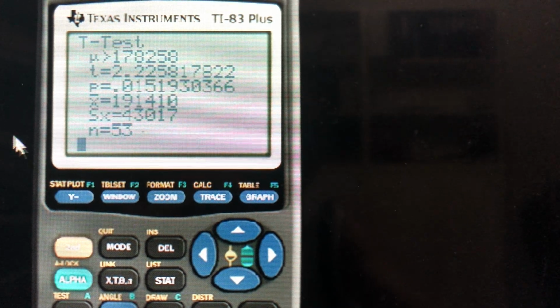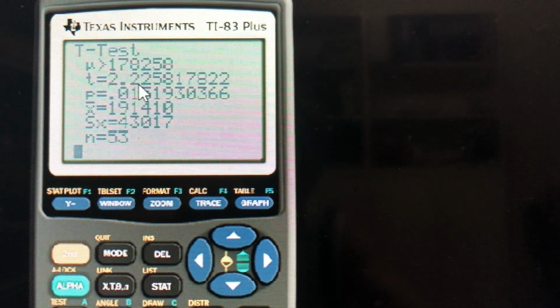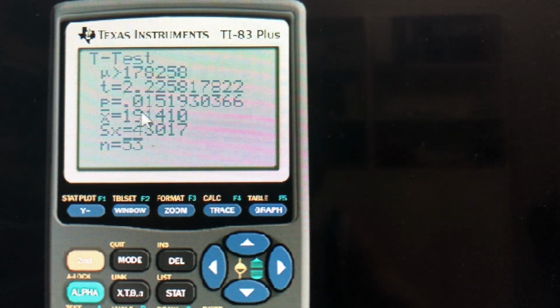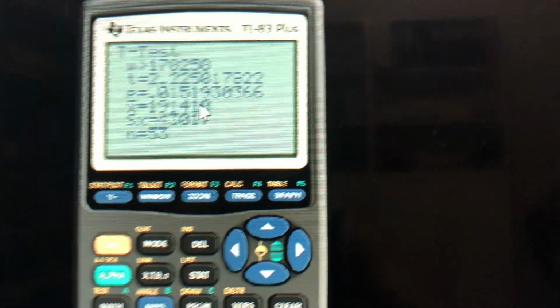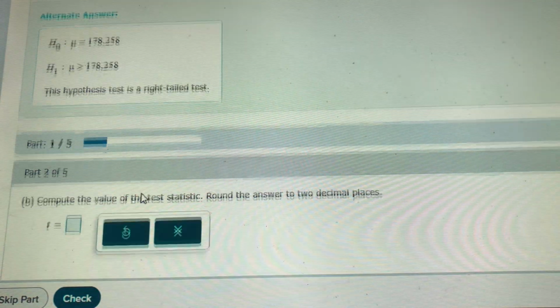The test statistic is 2.23. The p-value is 0.152. That's going to be the next 2 parts. So part 2, you put 2.23 for the test statistic.